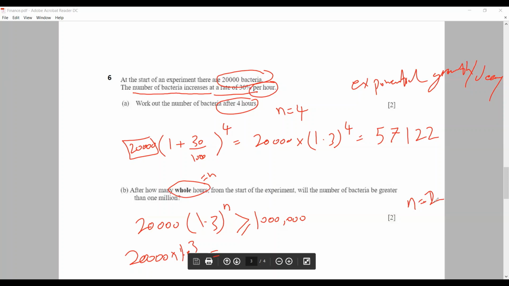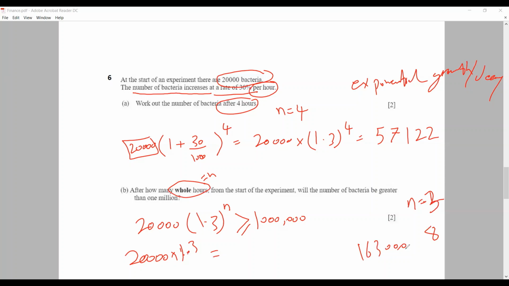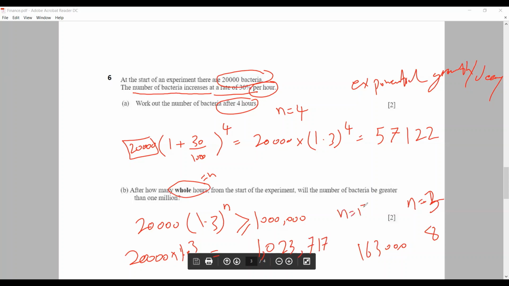So equal, that is 43k, 3, 4, 5, 6, 7, 8. So I'm at 8 and I have already reached 160,000. So one more time, 9, that's 200,000. 10, 11, 12, 13, 14, 15. Yes, and I'm at 1,023,717. So that is n is equal to 15.